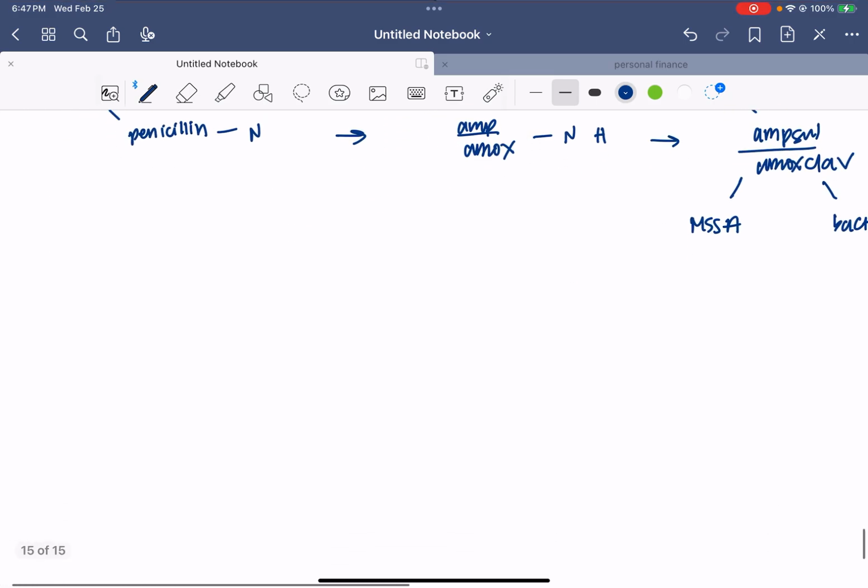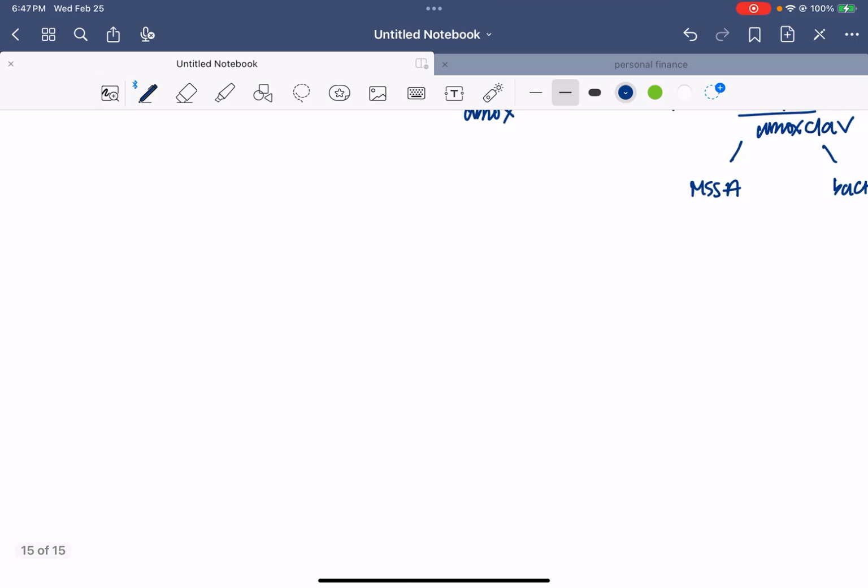So that's an example of how an evolution works, and a lot of these really only have two evolutions. For example, you have nafcillin, oxacillin, and they have the same coverage as cefazolin, cefadroxil, and cephalexin.